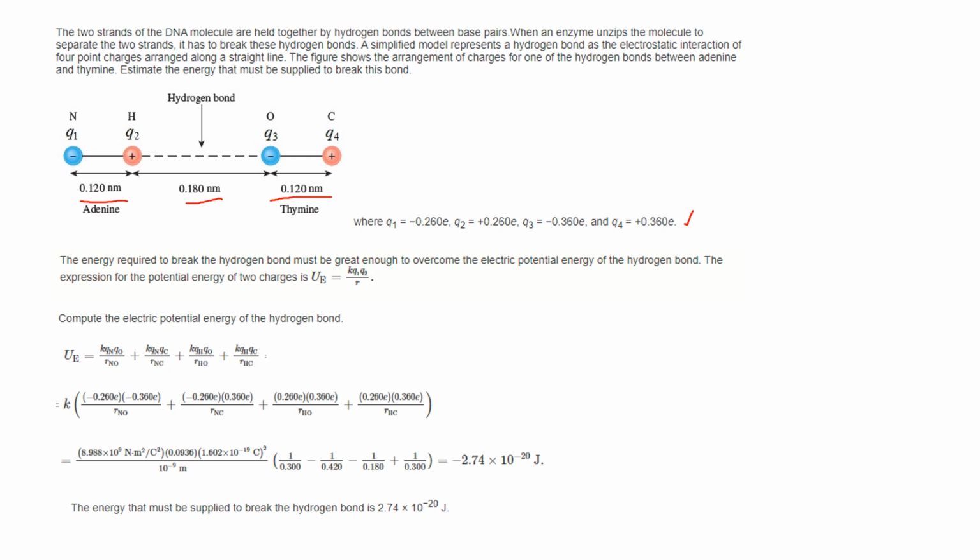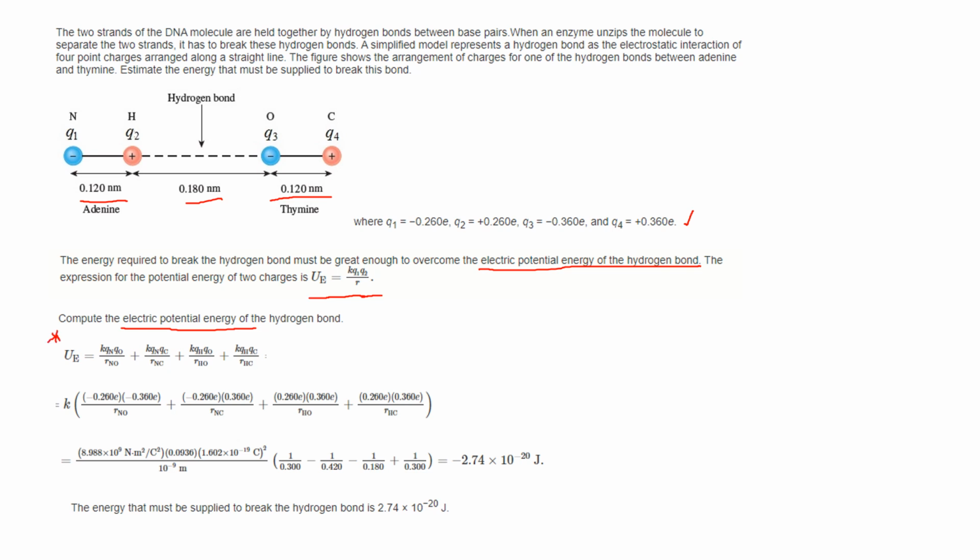The energy required to break the hydrogen bond must be great enough to overcome the electric potential energy of the hydrogen bond. And the expression of the electric potential energy is this: UE equals K Q1 Q2 divided by R. K is the constant, Q1 Q2 are our charges, and R is the distance between those charges. So now, since we have these four charges here, the equation for the total electric potential energy for this bond is going to be this equation.